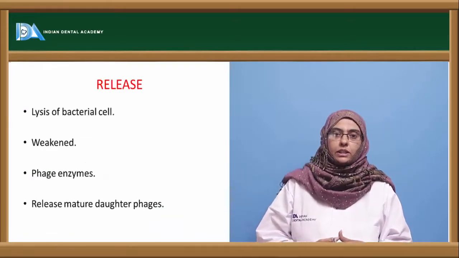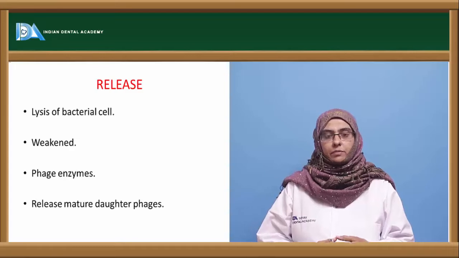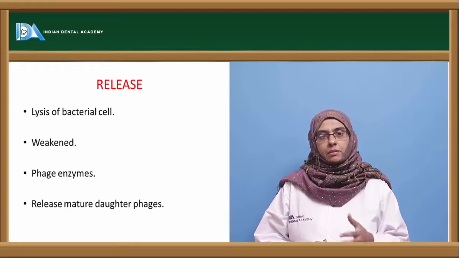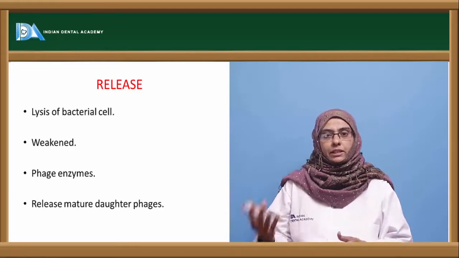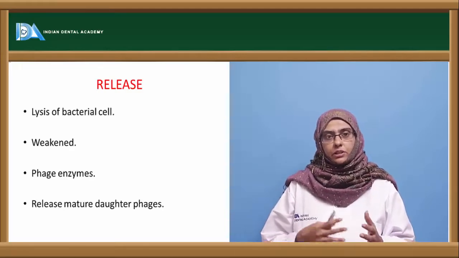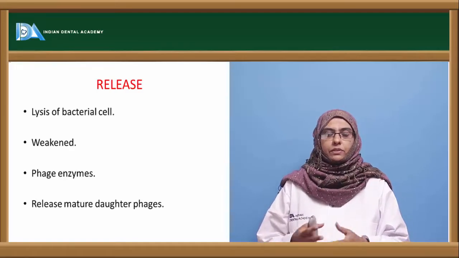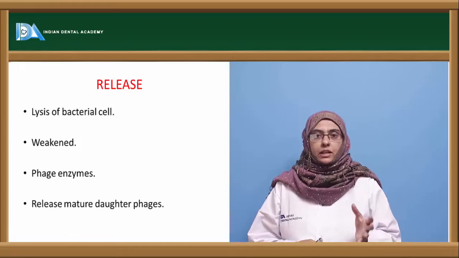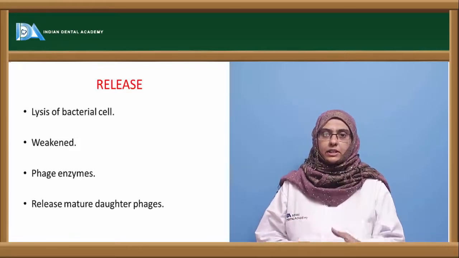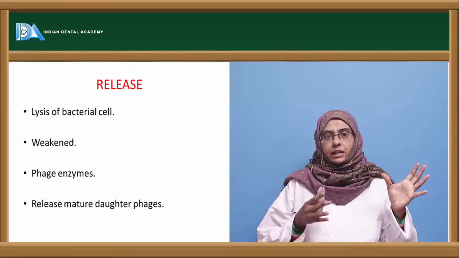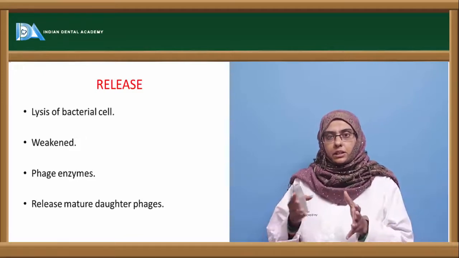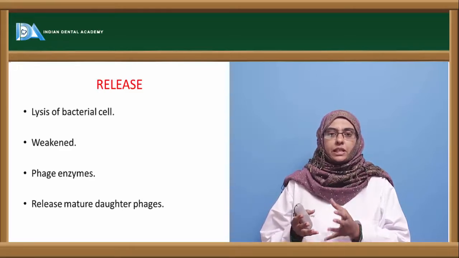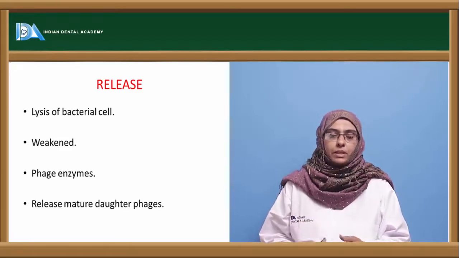Once all the daughter progeny are formed inside the bacterial cell, the next step is to lyse the bacterial cell and get released to infect other cells. During the synthesis of the virion particles, the cell wall of the bacteria gets weakened, and it completely changes its structure from the elliptical stage to the circular stage, weakened by the phage enzymes that are usually produced during the replication process.